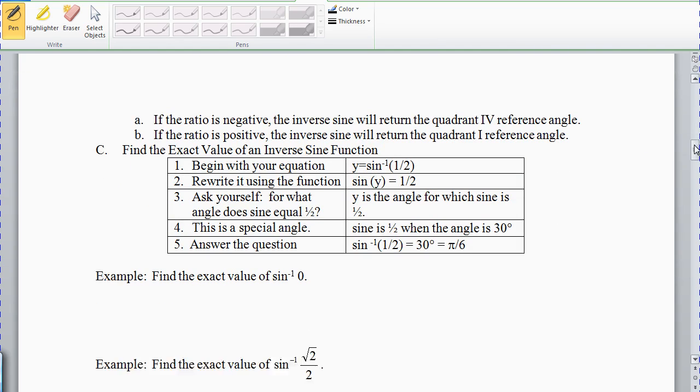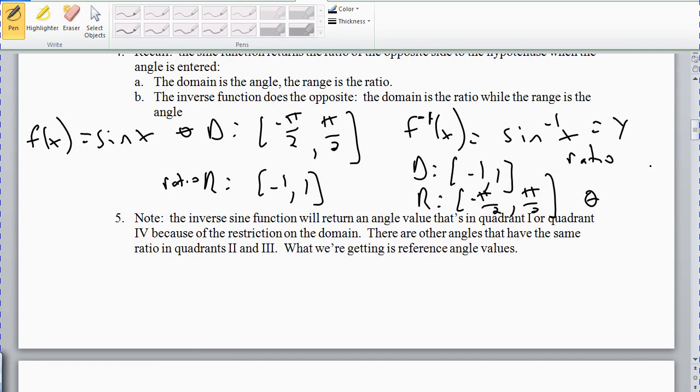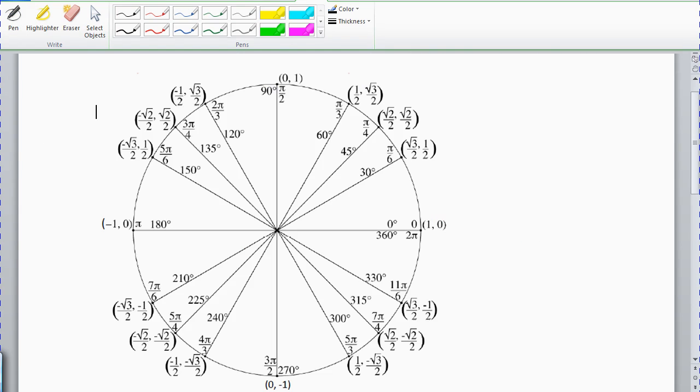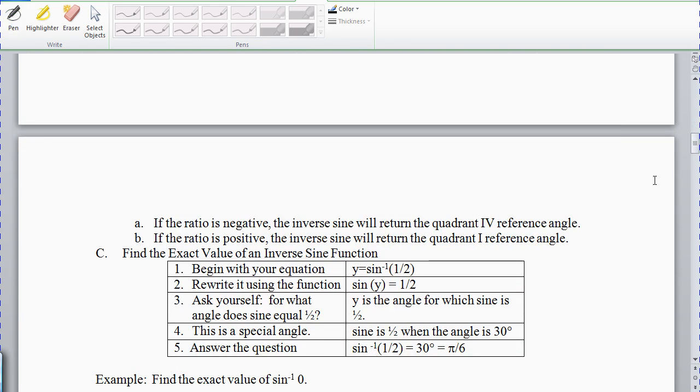So for example, let's find the exact value, and once again, we always have to keep this in mind. We're only looking between negative pi halves and pi halves. That's what our angles are going to be. In other words, it's the fourth quadrant and the first quadrant. This is your x, and this is your y-axis. Just keep that in mind. I'll do some examples to better explain it.